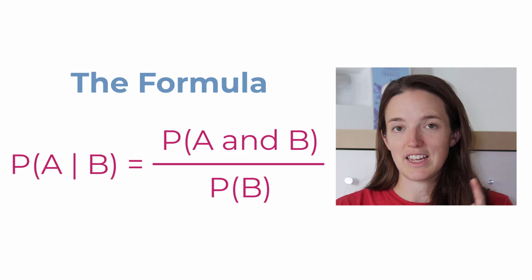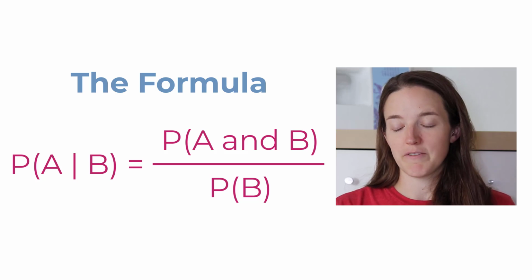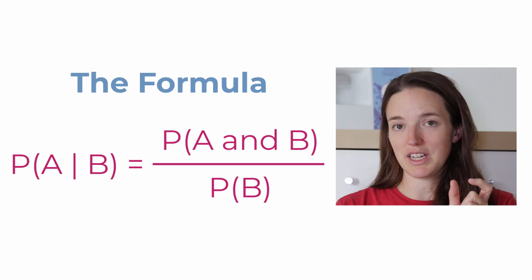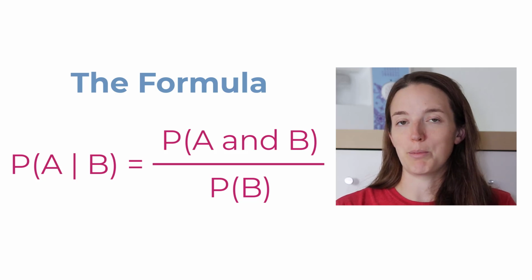So this is the formula for calculating conditional probabilities. The probability of A given that B has already happened: you take the probability of A and B and you divide by just the probability of B.